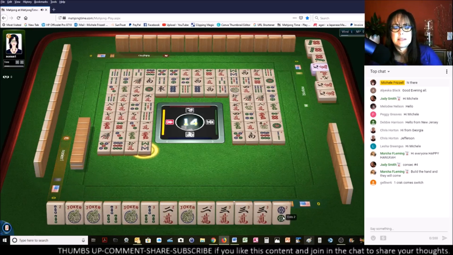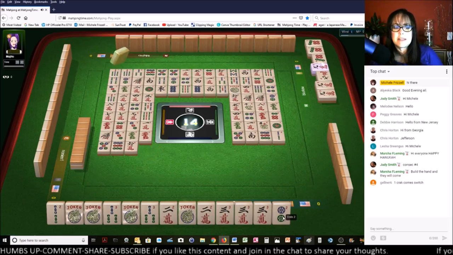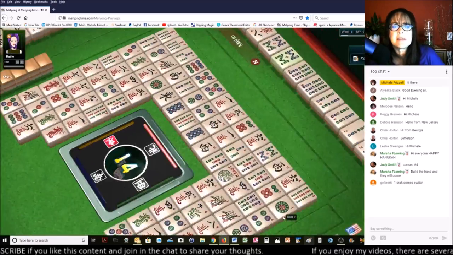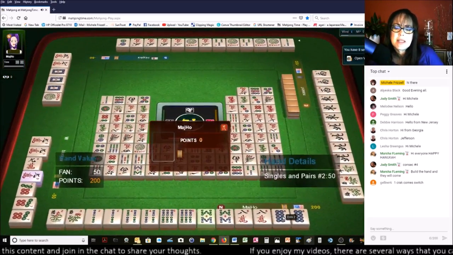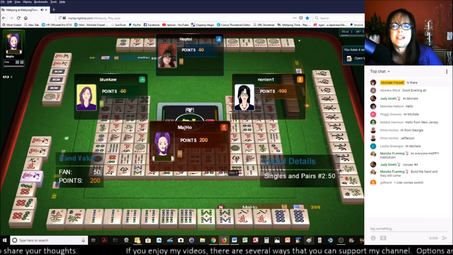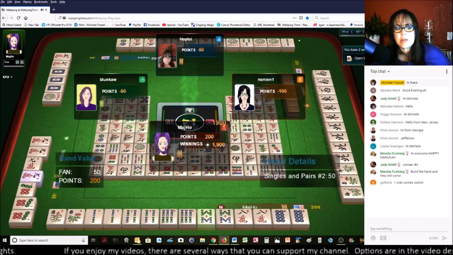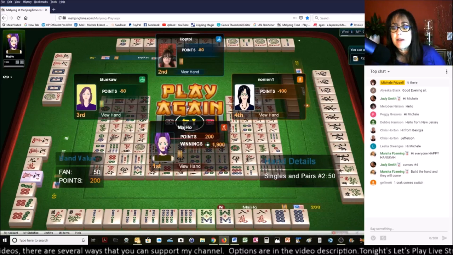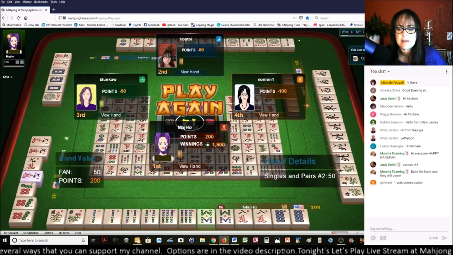Eight bamboos. One flower. Keeper. Oh, shoot. Wow, they were all in. They were, let's see, there's two out. Two in a hand. Three. So four, seven. There was only one left. Yeah, we were crippled. Okay, well, that is nice. We have 2, 4, 6, 8 pair hand. Very, very nice. That was a very nice hand there.